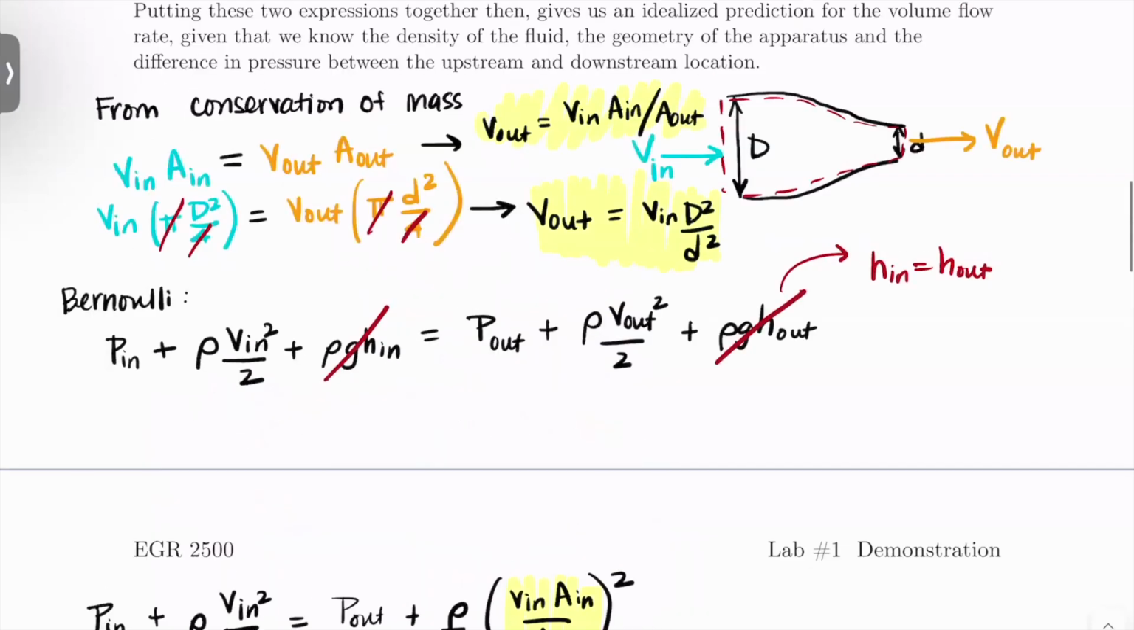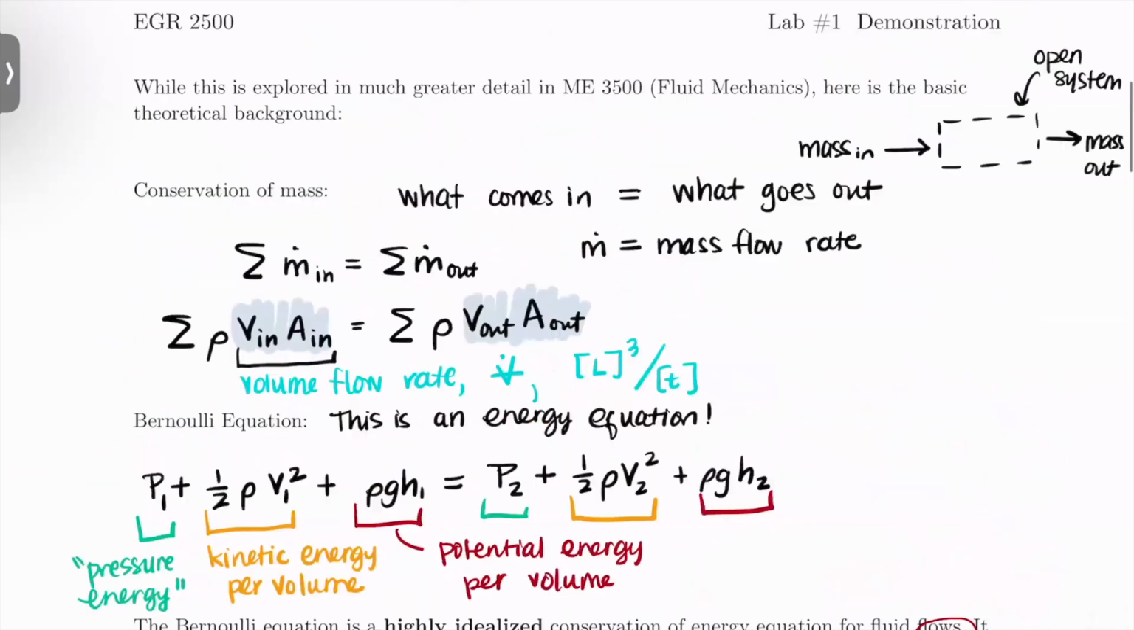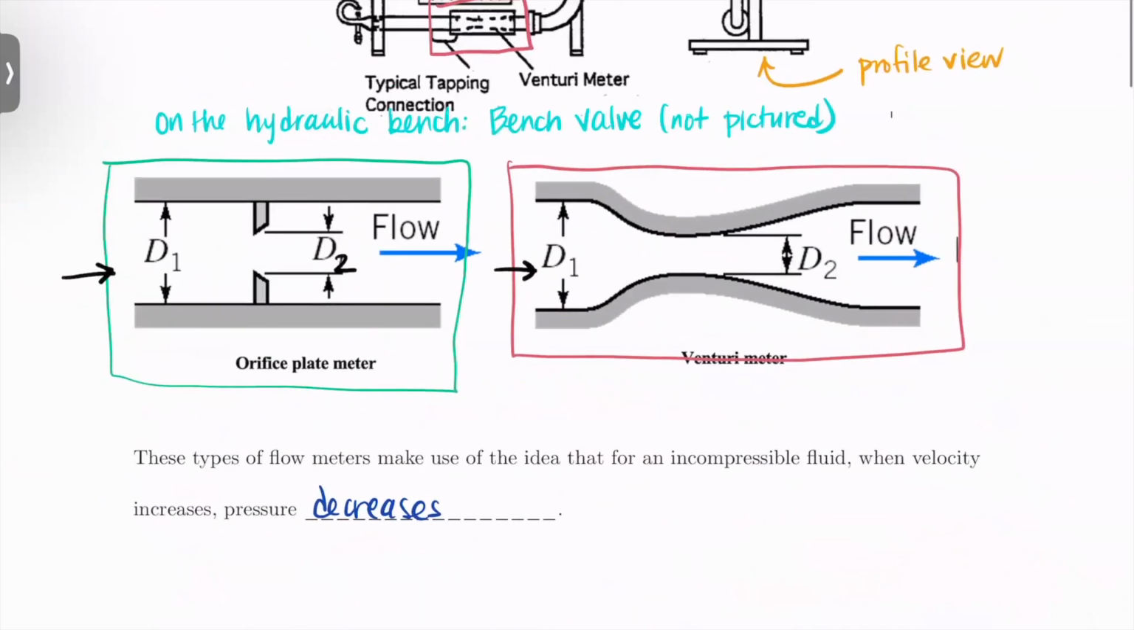So just to quickly recap, we're basically using conservation of mass and energy to say, if I have this configuration here, I know the geometry of it, so I know the areas of my inlet and outlet. And I also am measuring the pressure at my inlet and outlet. That means that I can figure out the volume flow rate through that thing, okay? Which is essentially what we're going to do in this lab.